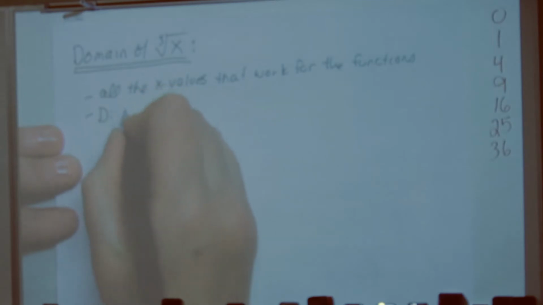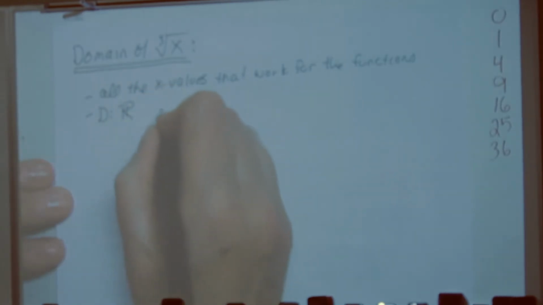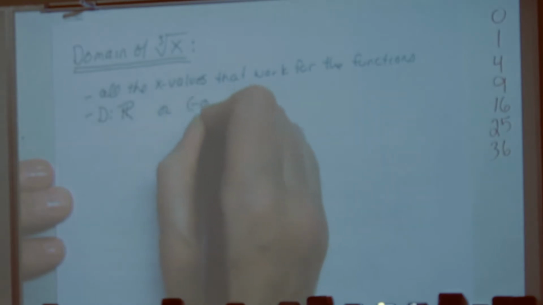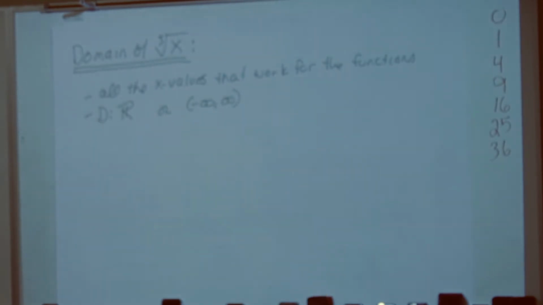And I'm just gonna let you know right now, the domain for any cube root function is always all real numbers. Or you can write it, just like the book does, from negative infinity to positive infinity. Always.